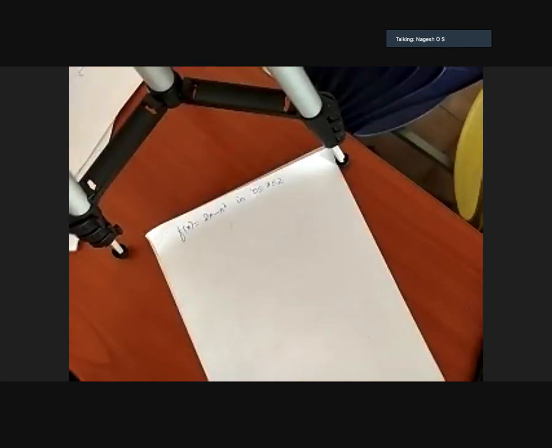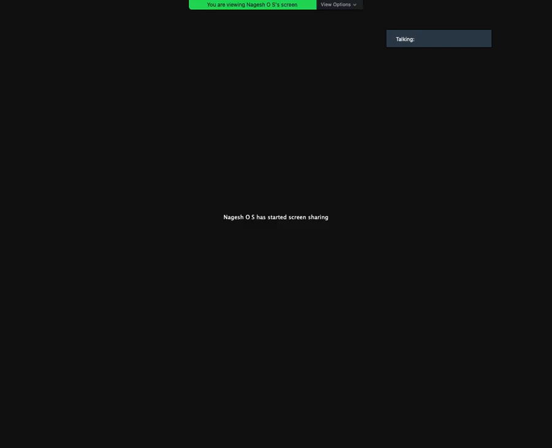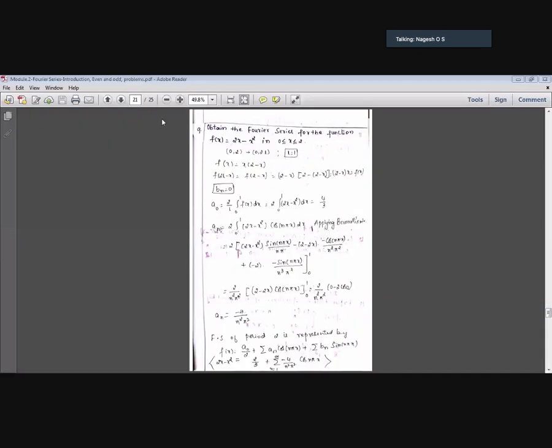This problem I will try to explain in the screen sharing only, because we discussed the same problems many times. Since the screen is also a little bit blur, we'll explain this only. There it is. Obtain the Fourier series for the function f of x equal to 2x minus x square in 0 to 2.